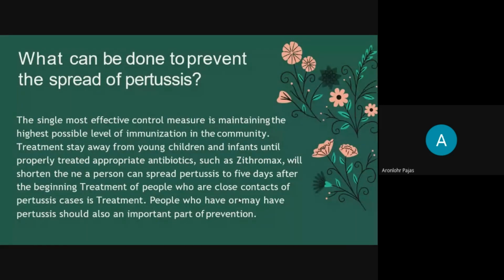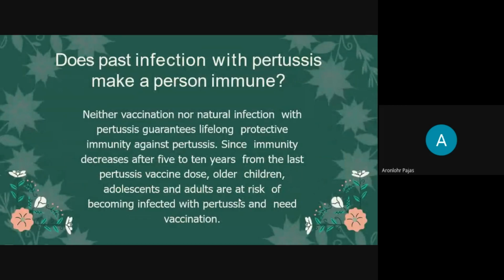So, people who have or may have pertussis should also isolate, which is an important part of prevention. Yung may nag yung nadapuan na ng sakit nito ay importante para ma-prevent yung pagkalat ng pertussis. Does past infection with pertussis make a person immune? Pag nadapuan ka na ba, immune ka na, di ka na pwedeng magkasakit nito ulit.